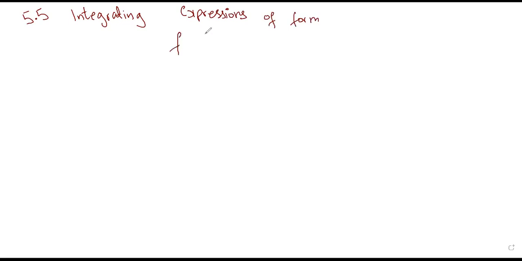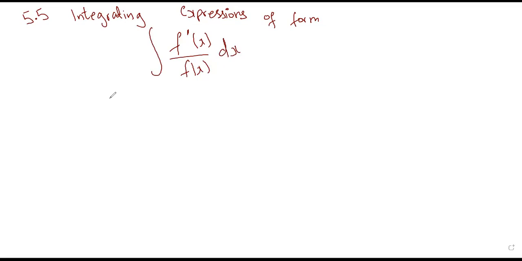Right. So it is 5.5. Integrating expressions of the form f dash x over f x. Now this is the section which we will discuss.